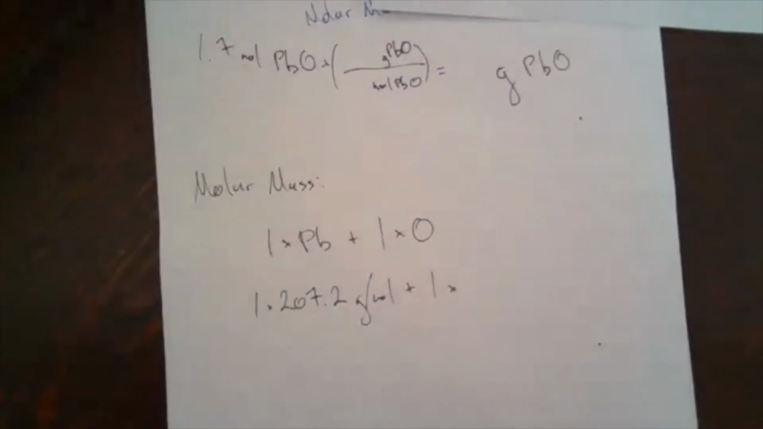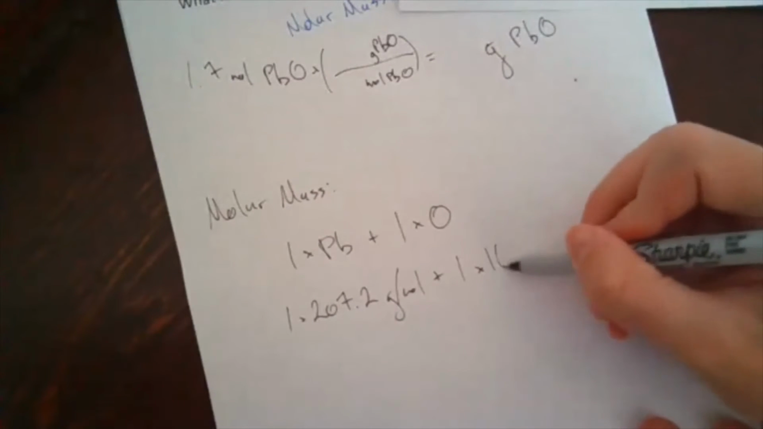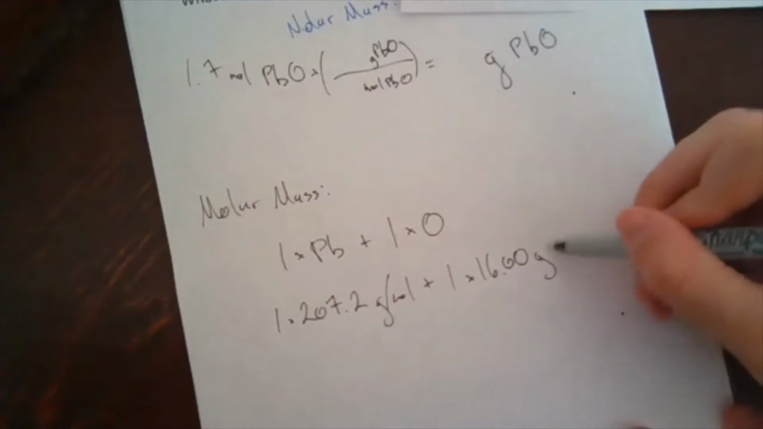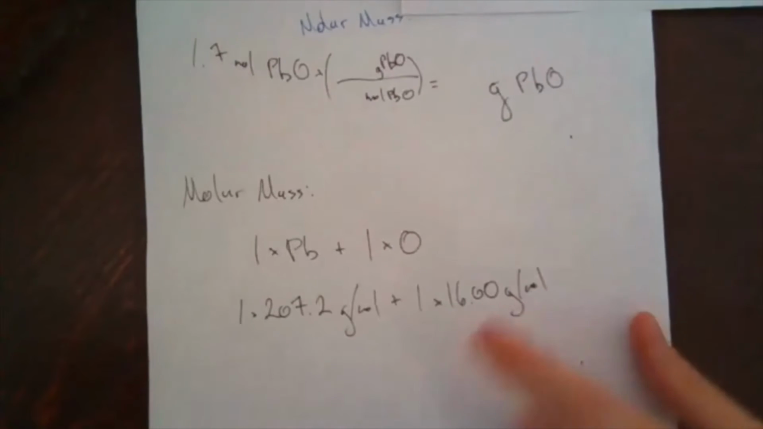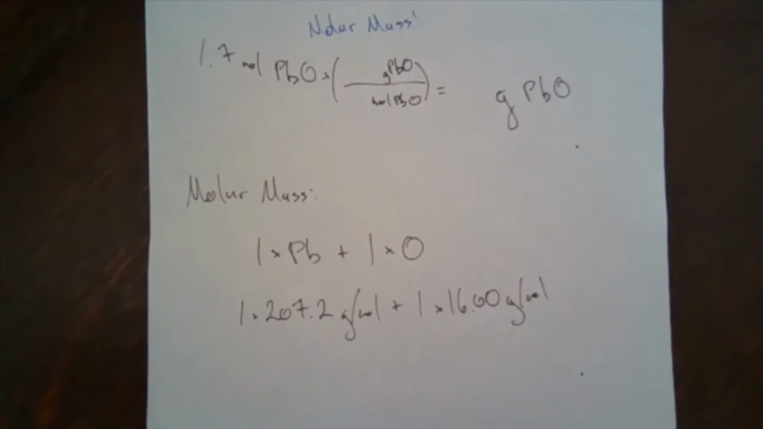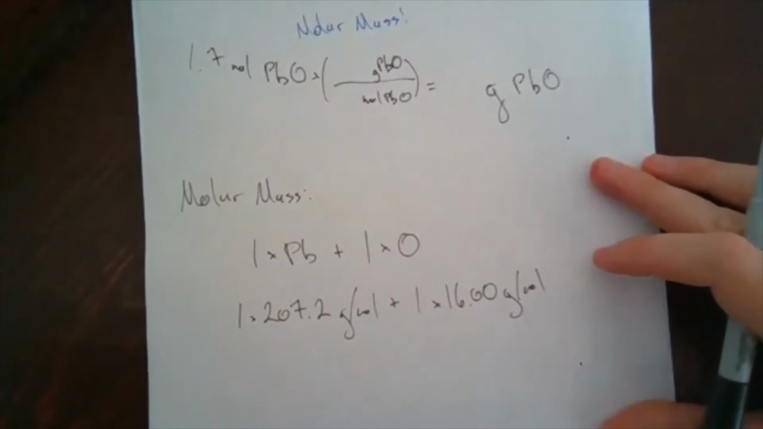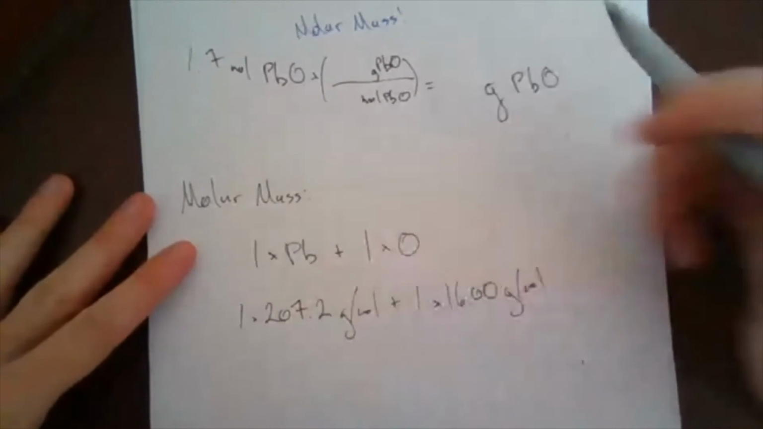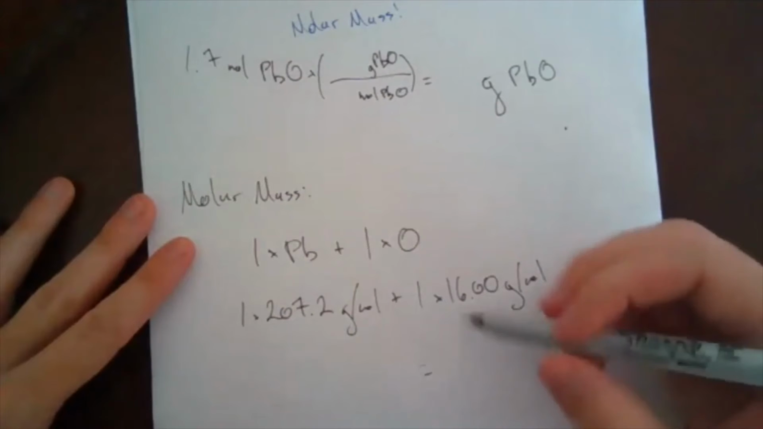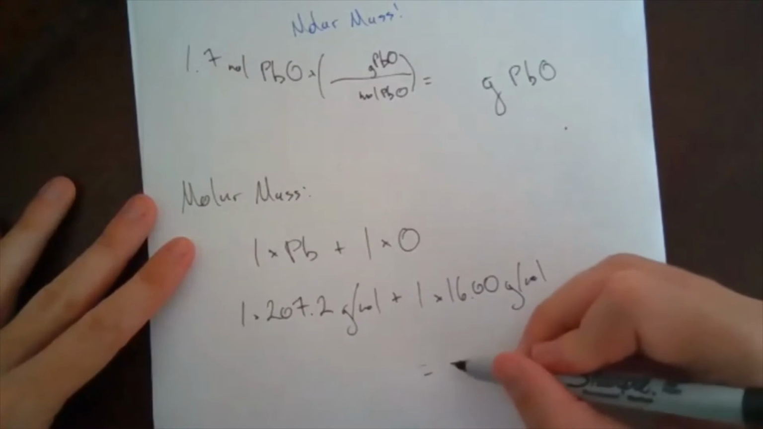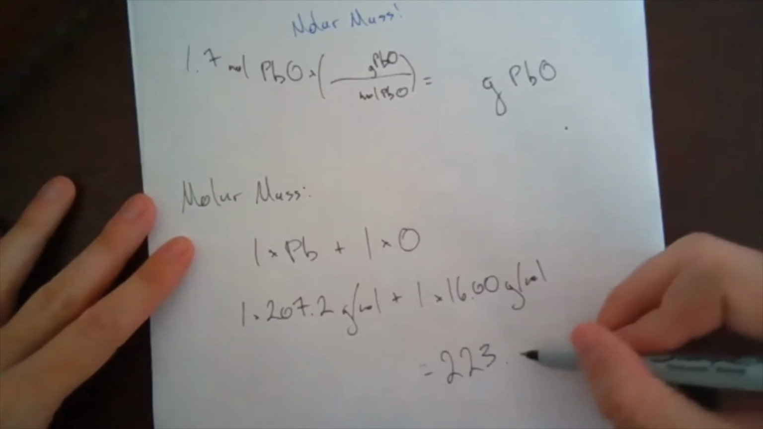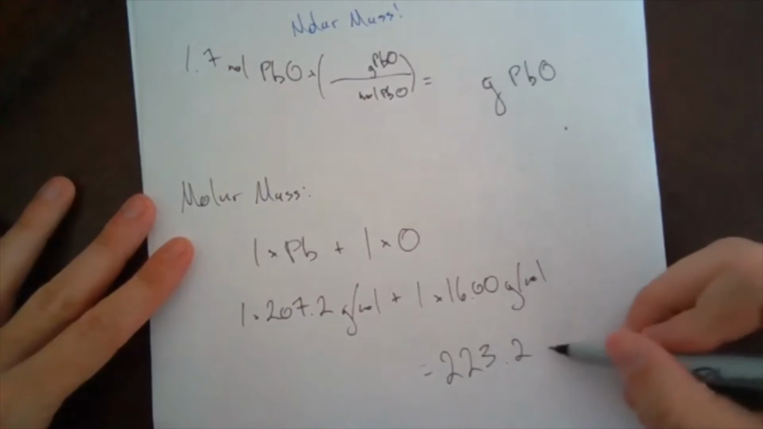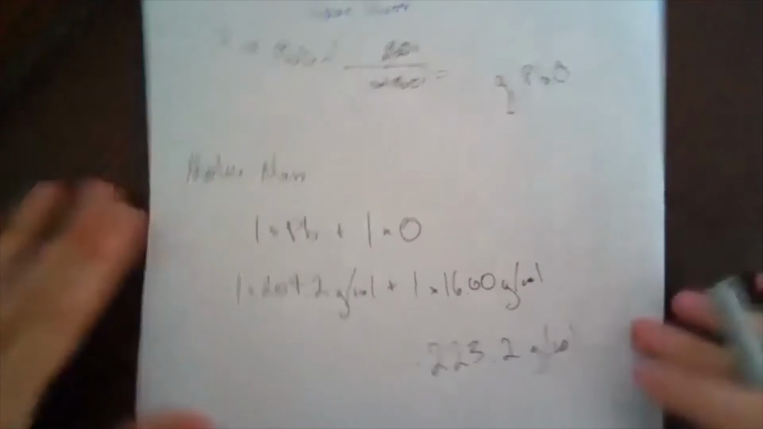Oxygen, 15.99. I'm going to round to 16.00 grams per mole. That's one we'll use a lot. That's one you may just end up memorizing just from brute force of doing chemistry. So when we combine these, we want to keep that one digit after the decimal point. That's your sig figs. For rounding here, 223.2 grams per mole.